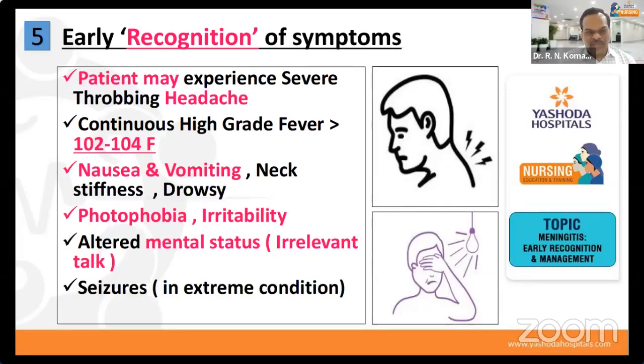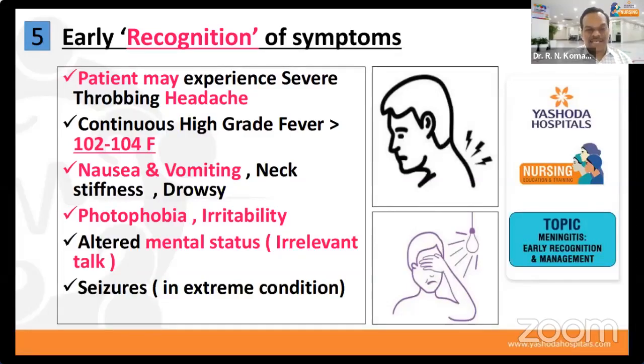Most of the time, patients will not read the textbook and come. Patients will not come with all these features which you have mentioned. Sometimes fever may not be there. Suppose you take an immunocompromised patient. Fever is a sign of inflammation. If the patient's immunity is less, such as patients with HIV, patients with cancer, patients on chemotherapeutic drugs, they may not mount adequate inflammation. So the patient may not have fever, but can have headache. And if you do a lumbar puncture, the CSF can show features of meningeal infection.